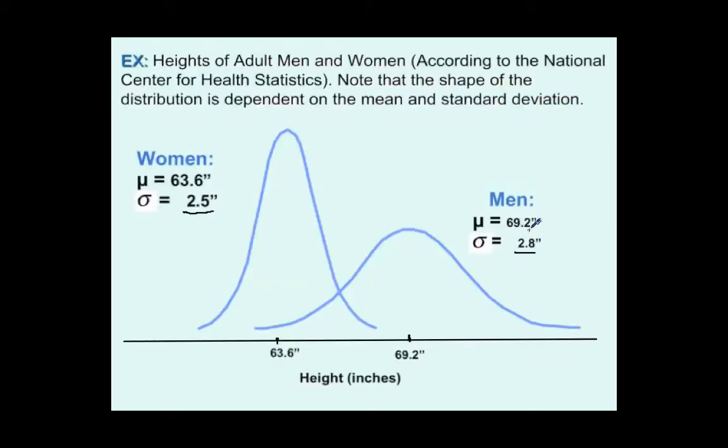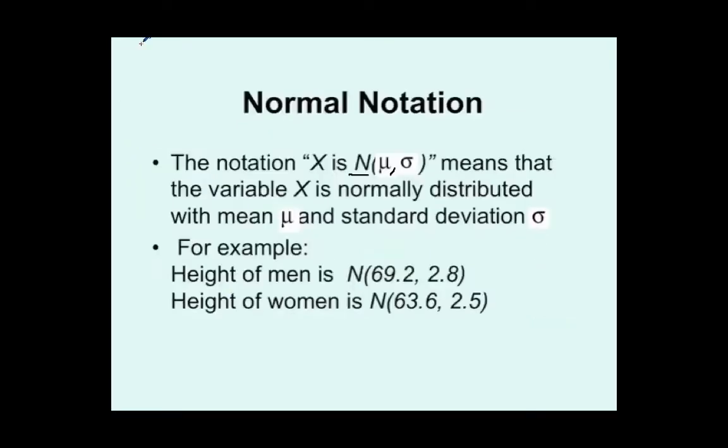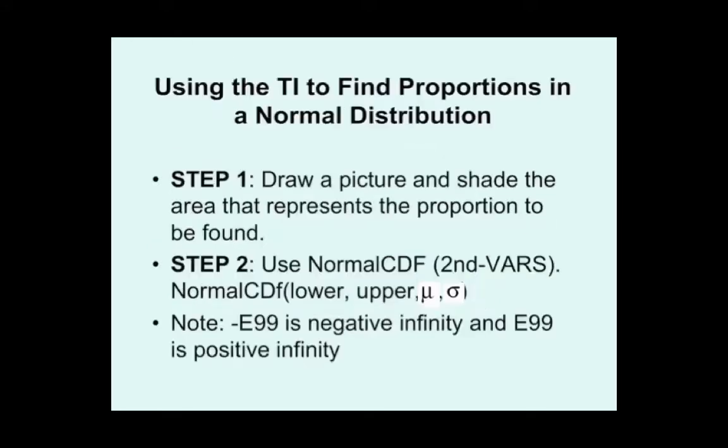Okay, so for example, let's back up for just a second to make sure you see this. Back here I said the height of the men's distribution had a mean of 69.2 and a standard deviation of 2.8. So using this notation, it'd be N, which gives us the bell shape, with a mean of 69.2 and a standard deviation of 2.8. Correspondingly for the women, again a normal distribution, but this time the mean was 63.6 and the standard deviation was 2.5. Handy notation, we're going to use that quite a bit.